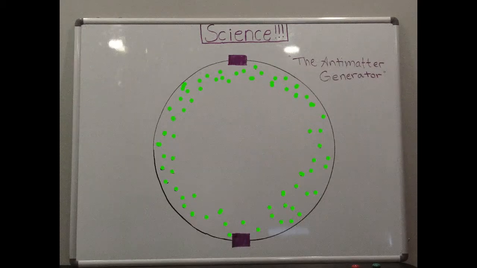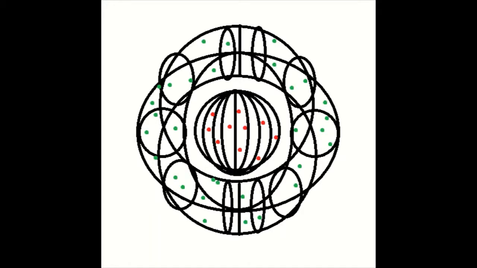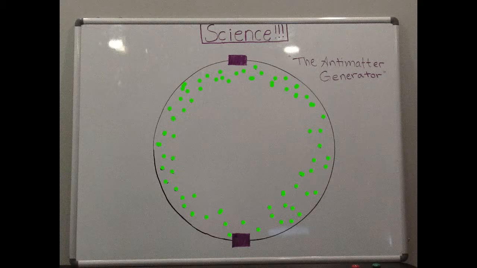Now, how exactly does our product work? Well, it generates antimatter in the antimatter generator. To do this, we have 2 magnetic fields, as you can see here, one in a tube-like shape surrounding a central spherical field. In the tubular field, millions of hydrogen atoms are stored.